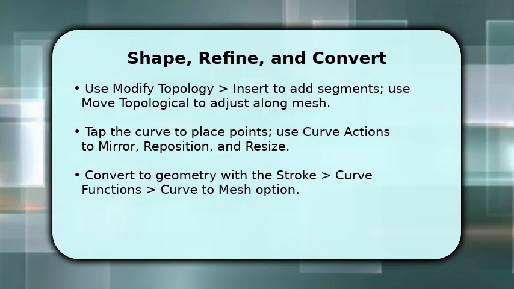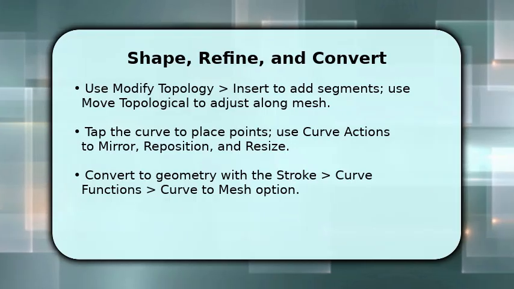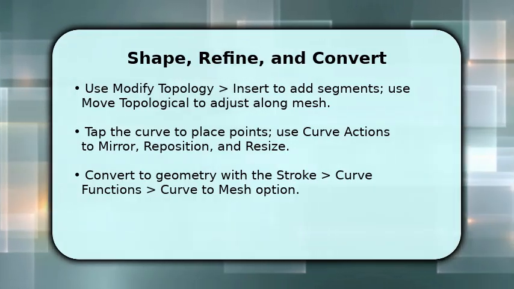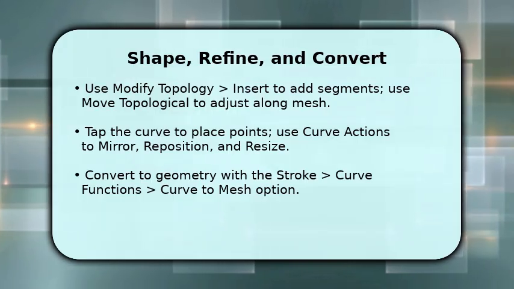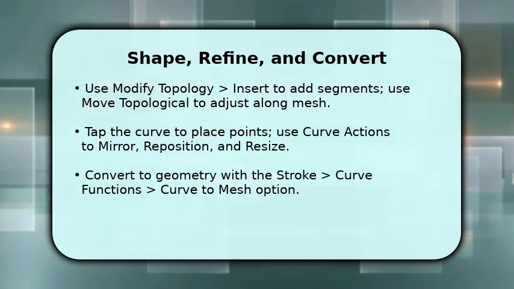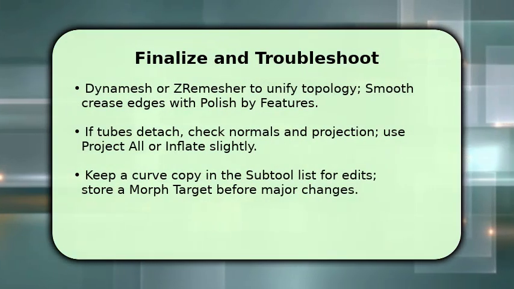To change thickness non-destructively, tweak brush size or use the curve mode brushes that respond to Z intensity. When satisfied, convert the curve to real geometry. Finish by integrating the tube. Dynamesh or Z remesher the subtool to unify topology, and then sculpt transitions with smooth and polish brushes.